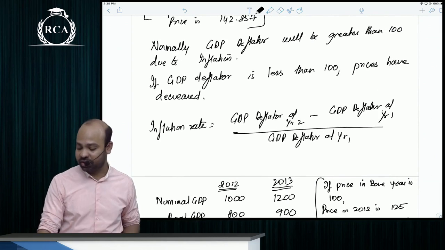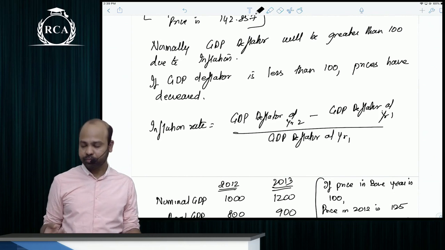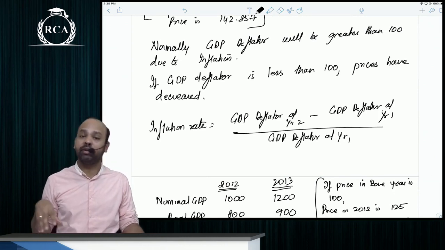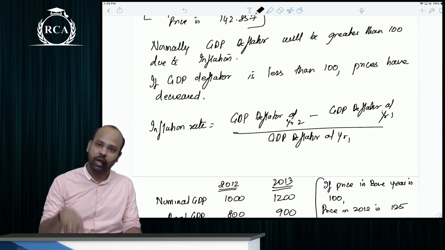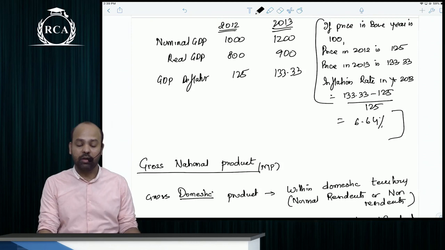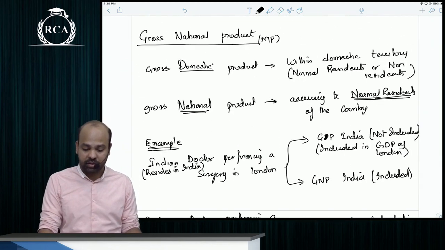You can compute the inflation rate. I gave you an example here also. GDP deflator of current year minus GDP deflator of previous year, divided by GDP deflator of previous year, will give us the inflation rate. Are we clear about this? Please go through that example that I discussed in class for GDP deflator.